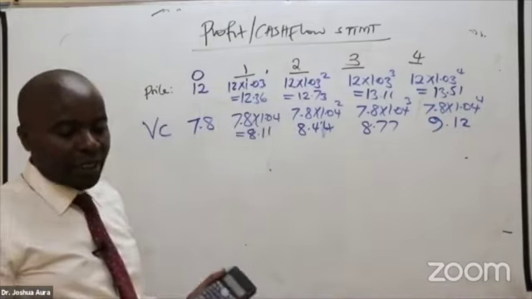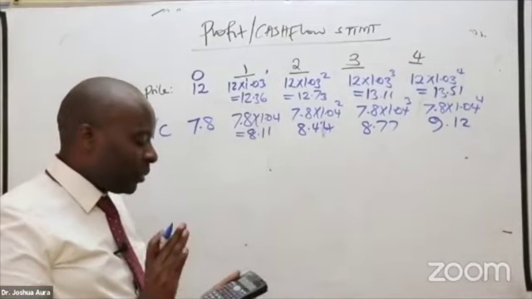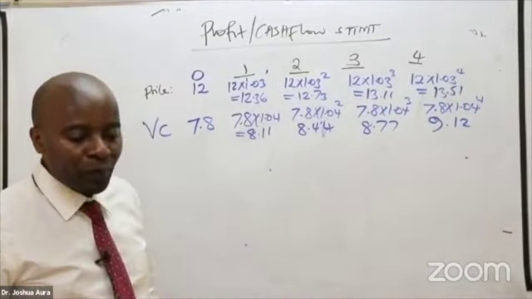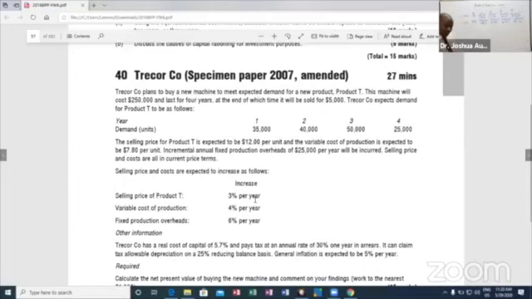Is there any other cost they have given us? Oh, yes. Please go back to our question. If you go back to our question, they have given us something to do with the fixed cost. They have told us that the fixed cost is 25,000. And how do we expect this to grow? Ladies and gentlemen, they have told us fixed production overheads grow at 6% per year.